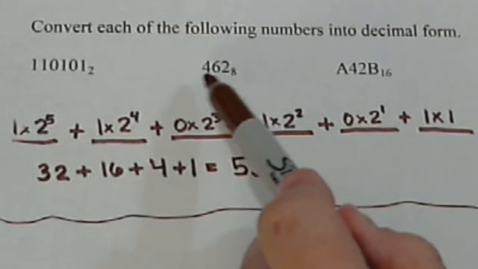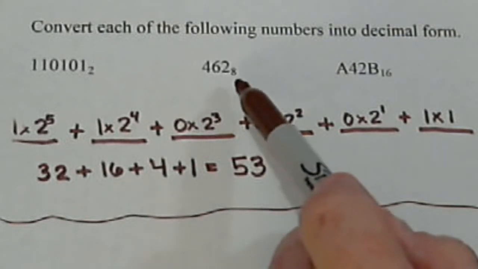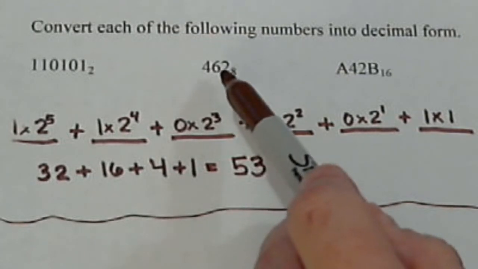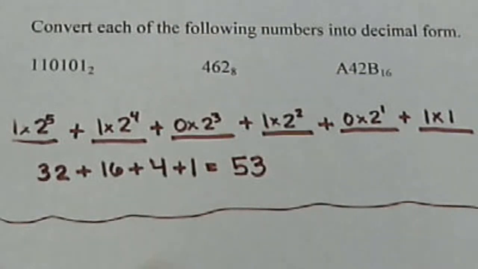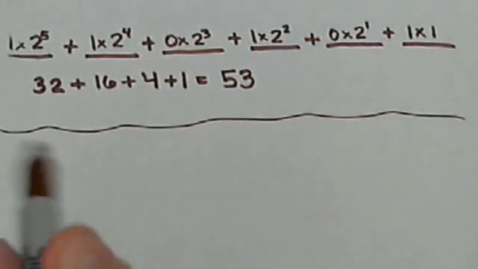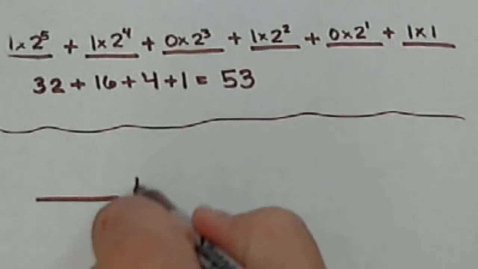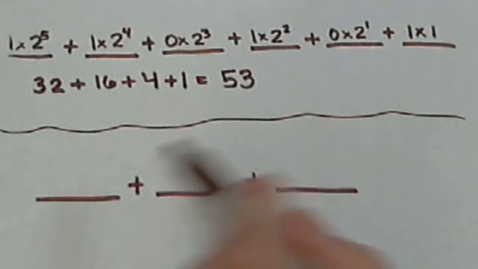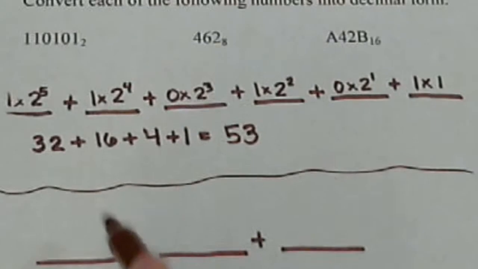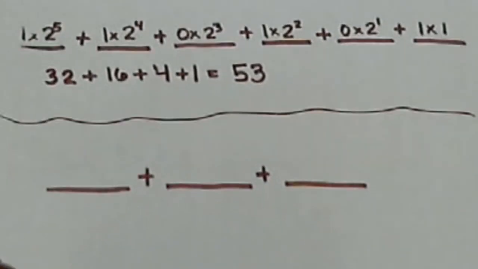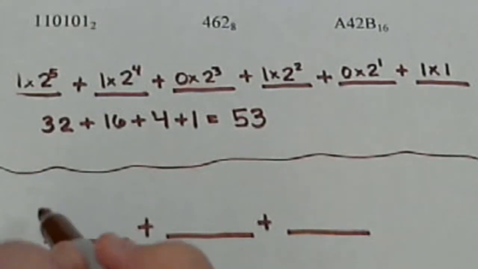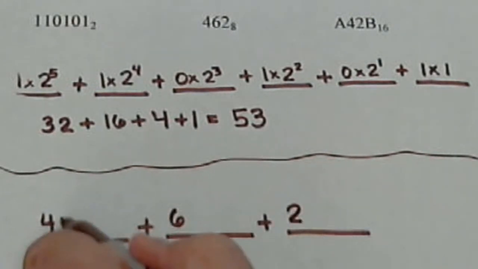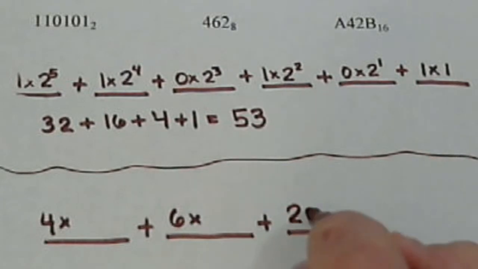Okay, our next one is the octal number, 462 in the base 8 system. Now what this means is all the digits will be 0 through 7, and we use powers of 8. So when we go to write this one down, we're only going to have 3 spaces, because we only have 3 digits. We're going to put the 3 numbers, 4, 6, and 2, at the front of each space. And then this time the place values are going to be powers of 8.